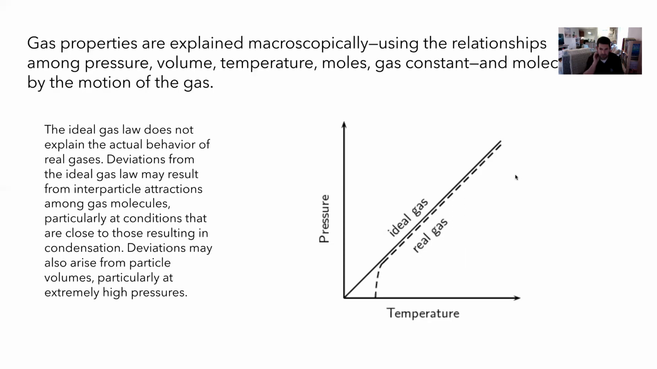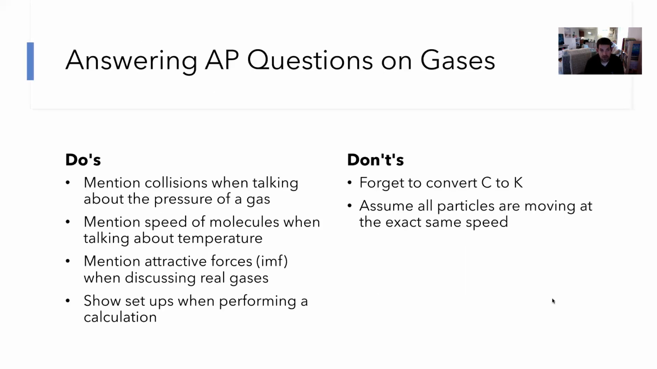So for a real gas to behave like an ideal gas, we want high temperature, so it doesn't condense, and very low pressure so that they're not interacting. All right, deviations may also arise from particle volume, particularly at extremely high pressures. All right, so that's bad.